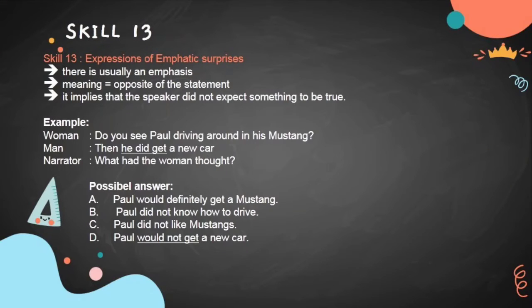Skill 13. Emphatic expressions of surprise are common in the short dialogues, so you should become familiar with them. When surprise is expressed, it implies that the speaker did not expect something to be true. For the example about expressions of emphatic surprise, the verb is be, modal, present tense, past tense, and perfect tense.